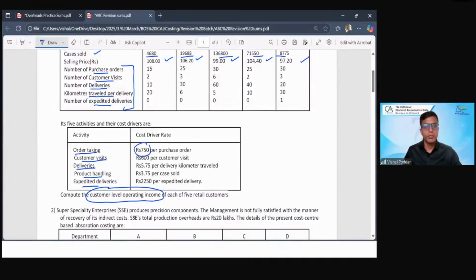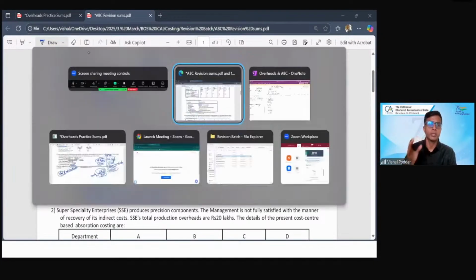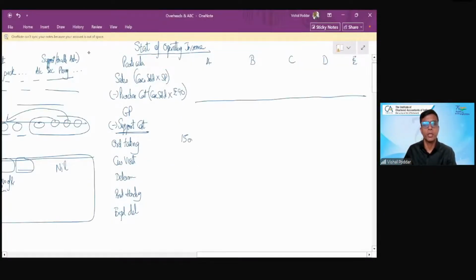Now, how will I charge? Driver rate is 750 per purchase order. So you will go to the data and find out how many purchase orders I require for customer A, 15, and per order I spend 750. Now in our next sum, we'll be finding out this 750 also. In this sum they have given. So here I will charge 15 orders I am requiring for this customer category, and per order I spend 750.